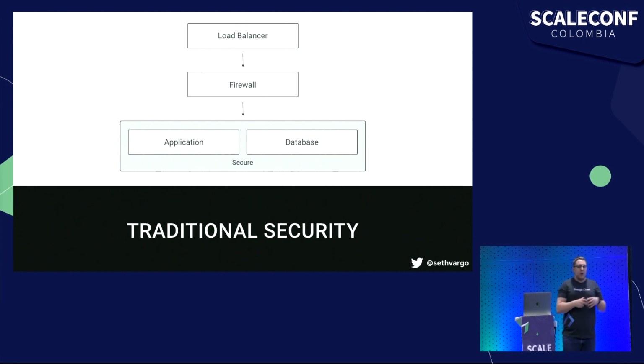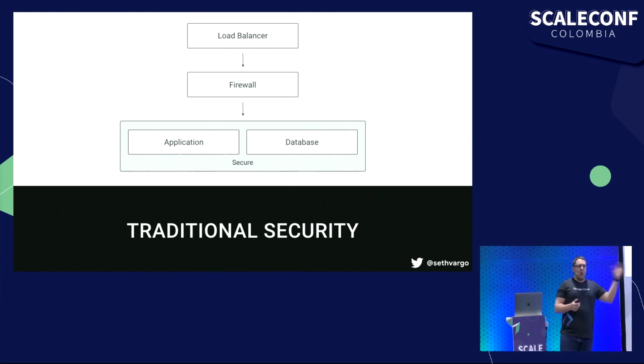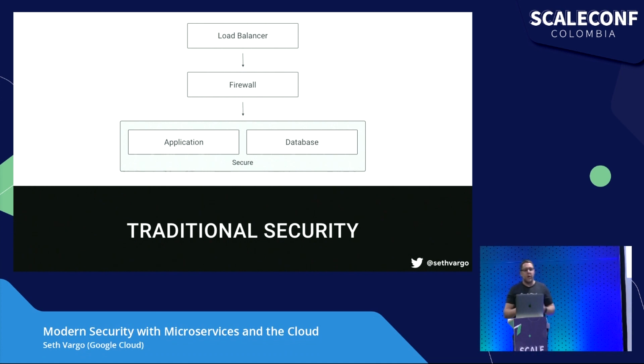So we call this perimeter security. Once the request entered the domain, it was generally trusted. And this worked great whenever we had maybe 1 or 2 applications and 1 or 2 databases, and all of the communication was internal, and there was no third-party or external requests.